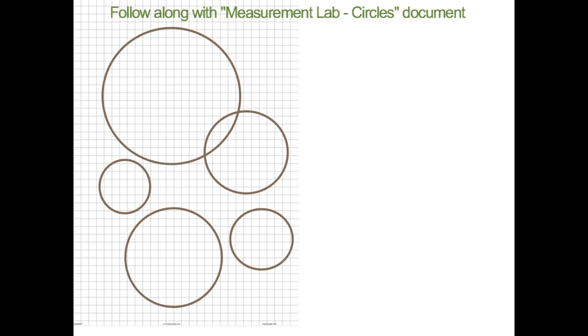And the first thing you're going to do as you're following along in your measurement lab circles document is, in lab, you're going to take your graph paper, which you see in the background right here, and draw 5 or maybe 6 circles onto it. Now these are going to be traced around objects that you have at your disposal. It could be a plate or a coffee can or something. And it's even okay if they overlap a little bit.